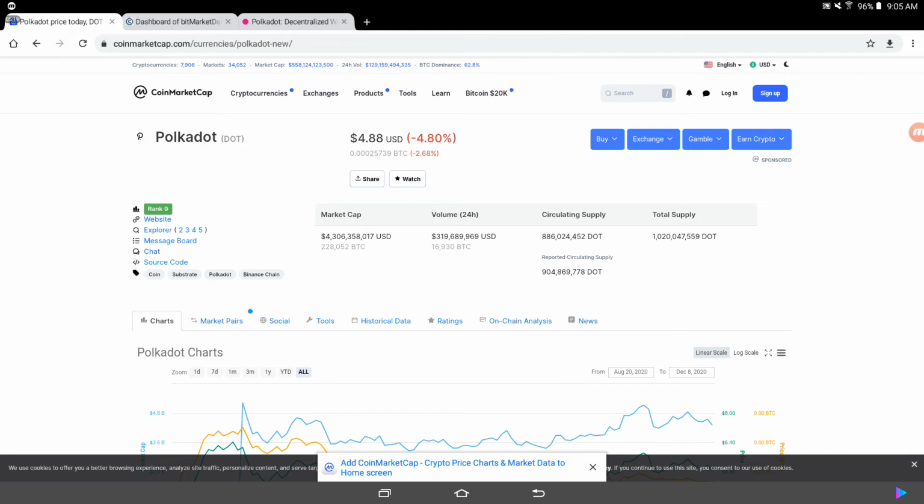It's Polkadot, right? I really, really love the Polkadot project here. It's trading at $4.88, which is a huge steal right now. I've been watching Polkadot for the past 3 or 4 months. They've been around since, I think, 2015, 2016, but they have not really gone public, where you can actually buy their coins.